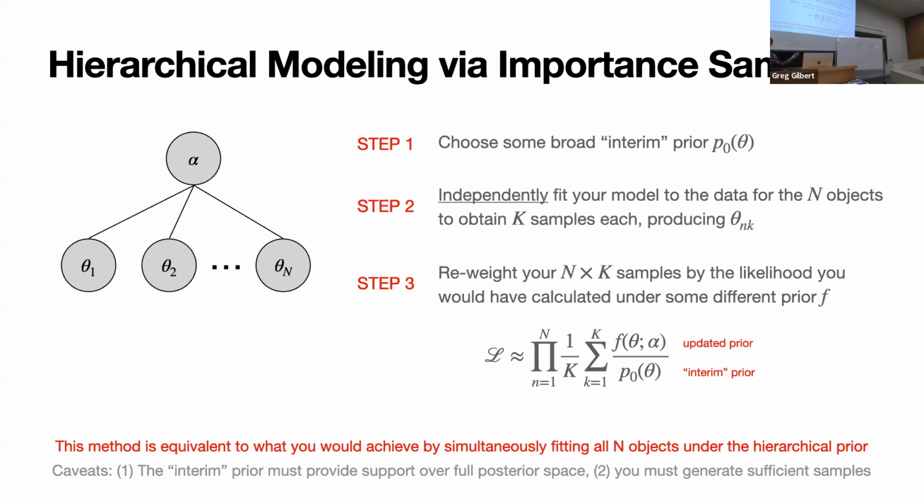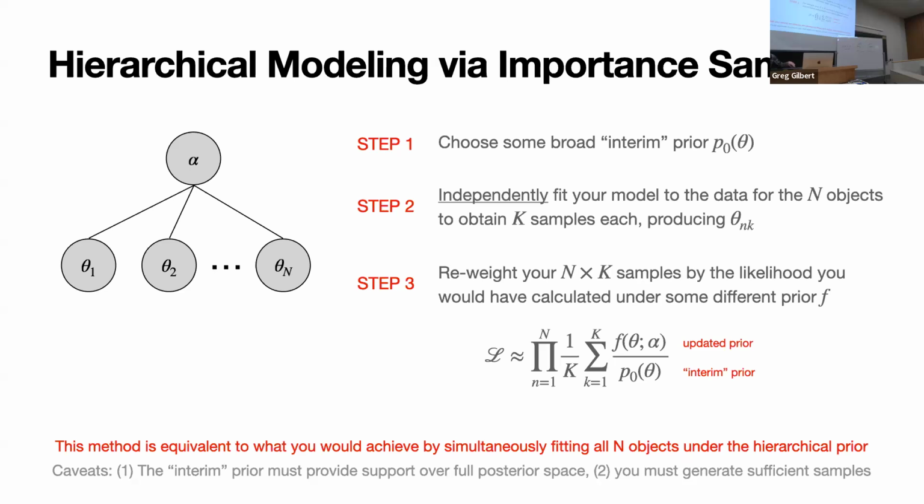About 15 years ago, David Hogg and his collaborators worked out this very clever way of doing hierarchical modeling via importance sampling, where effectively what you do is you just choose some broad temporary interim prior for each of your individual members. You fit the individual members independently, and then after the fact, you re-weight those posterior samples based on what your prior could have been. So it's kind of like you're updating your prior after the fact.